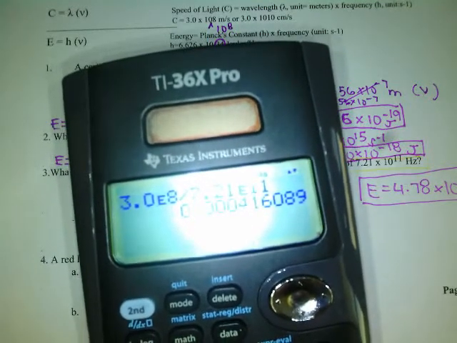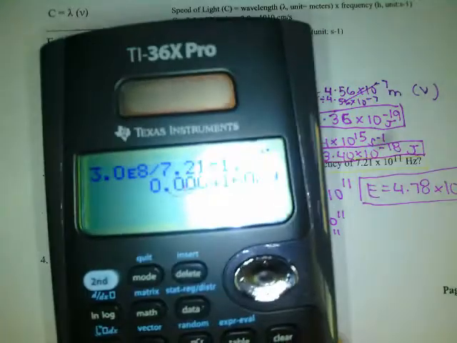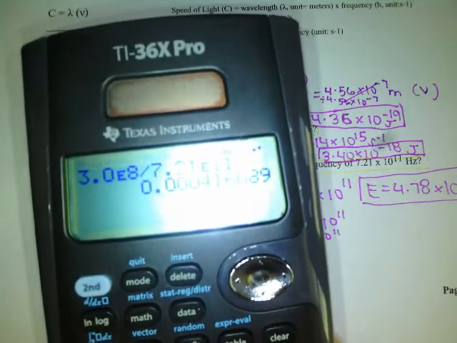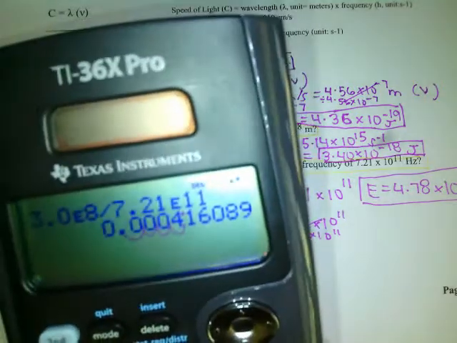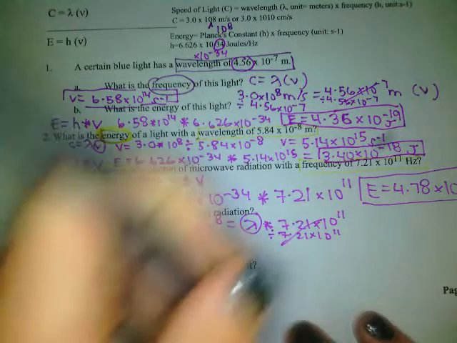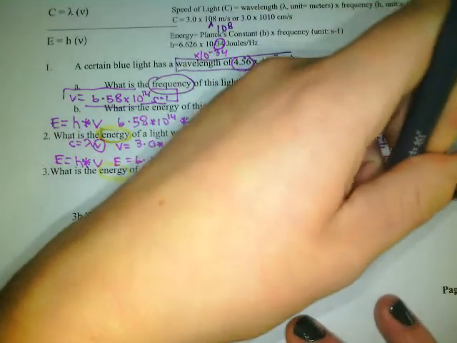So this one is equal to 4.16 times 10 to the negative 4. And of course we want to include our units. Our units here for wavelength are meters.